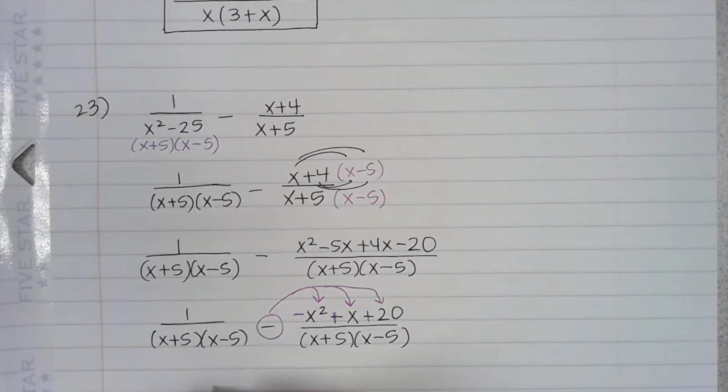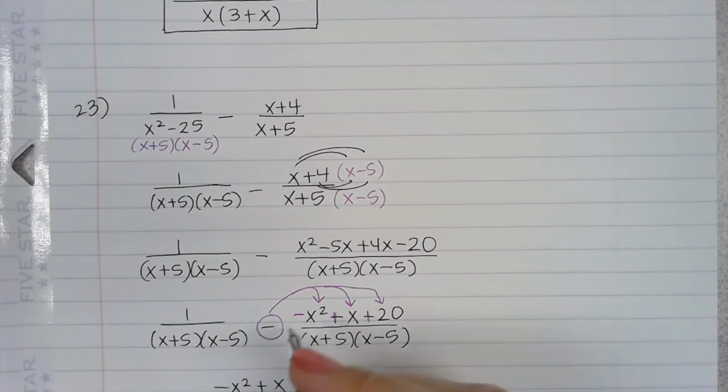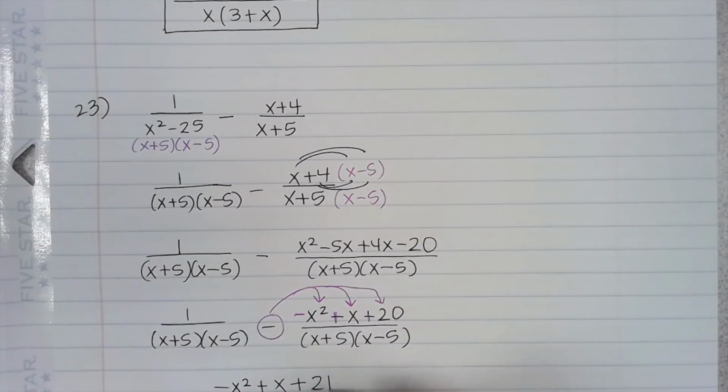So when I add these all together, I'm going to get negative x to the second. This x doesn't have anyone to combine with, so it's just going to be plus x. And then it's going to be 1 plus 20, not 1 minus 20, and so it's going to be 21. And then here's my denominator. It would be worth trying to t-chart the top, but on this problem, the top doesn't t-chart, and so this is your final answer.